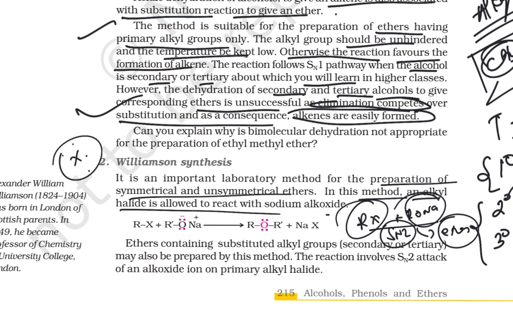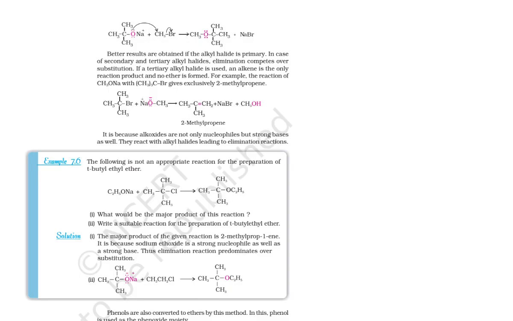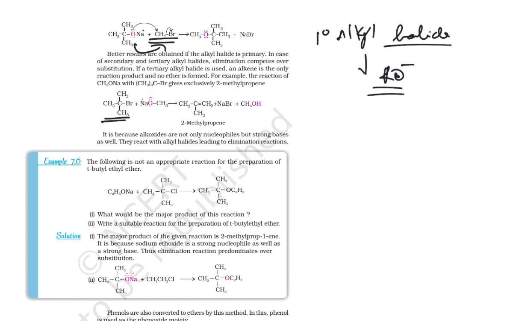Ethers containing substituted alkyl groups may be prepared by this method. The reaction involves SN2 attack of alkoxide on a primary alkyl halide. Look here, there is a primary alkyl halide, and here there is a tertiary alkyl halide. If I am taking the primary alkyl halide, your alkoxide is there, and this alkoxide acts as a nucleophile.